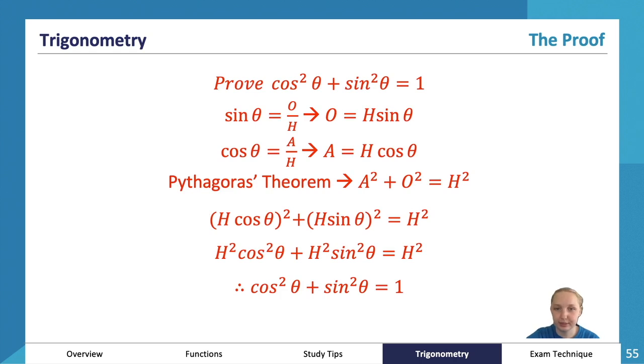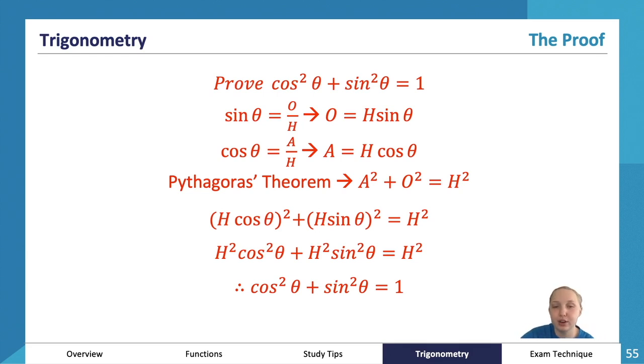So to prove it, our sine theta is equal to the opposite over the hypotenuse. If we rearrange that, we can say our opposite side is equal to the hypotenuse times sine theta. Then if we've got cos theta, we're going to have the adjacent over the hypotenuse. So we can therefore say that the adjacent is equal to h cos theta, so the hypotenuse times cos theta.